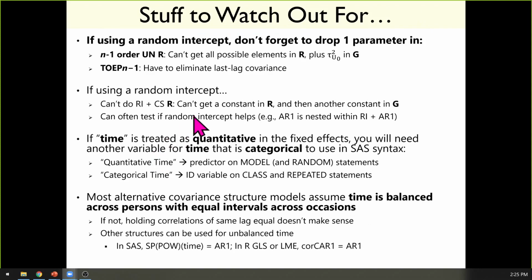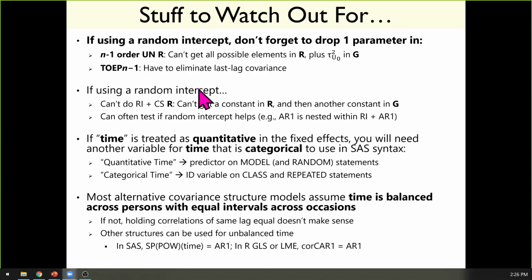Here's some catches in terms of things you can and can't do. So there's certain combinations that don't make any sense. So for instance, you can't have a random intercept in G and a compound symmetry correlation in R. Take a minute to think about that. Compound symmetry says there's a constant correlation. A random intercept says there's a constant correlation. Those are redundant. So you can't have both in the model at the same time.